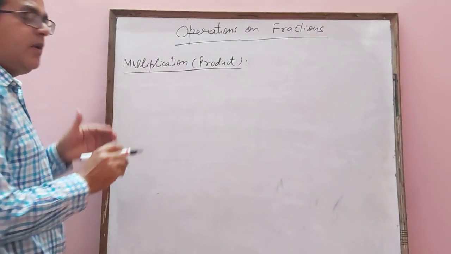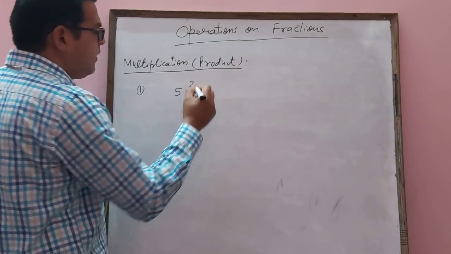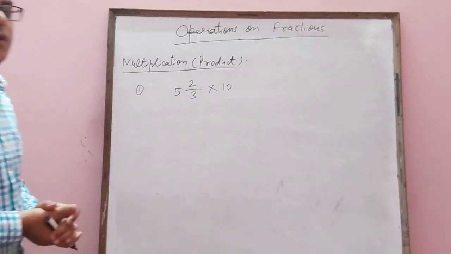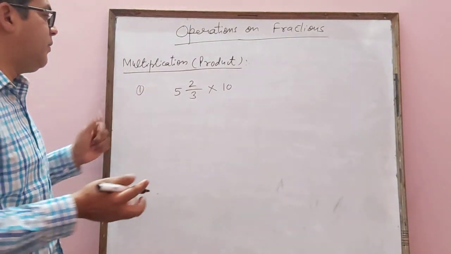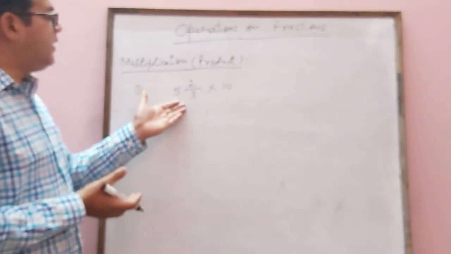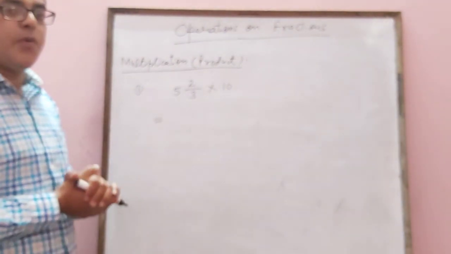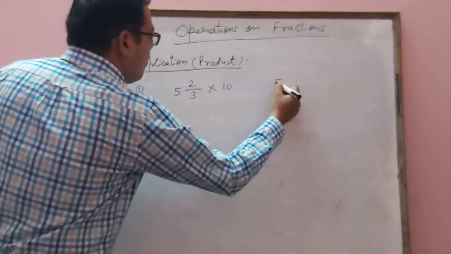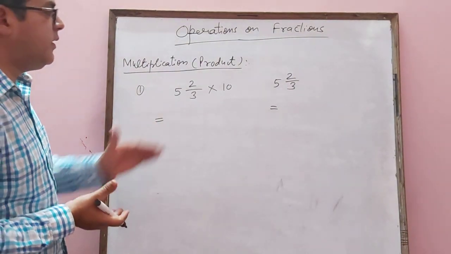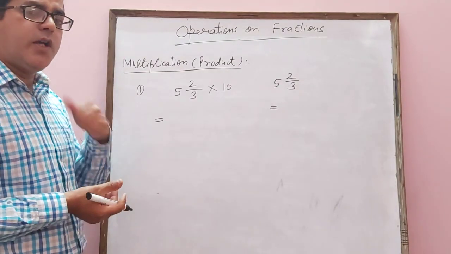One more example I am explaining to you. 5 whole 2 by 3, right? We want to multiply with 10. Now we can see here one whole number is there and one mixed fraction is there. How can we multiply these two? So first you need to convert this mixed fraction into improper form, right? So 5 whole 2 by 3, you have to convert this mixed into improper. How can we do this?